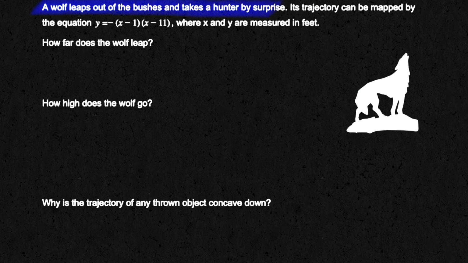This last word problem we have says, a wolf leaps out of the bushes and takes a hunter by surprise. Its trajectory can be mapped by the equation y equals negative x minus 1 times x minus 11, where x and y are measured in feet. Except we're actually going to change this equation, so just cross that out. And instead, let's write y equals negative, and then in parentheses, x minus 3 times x minus 5.